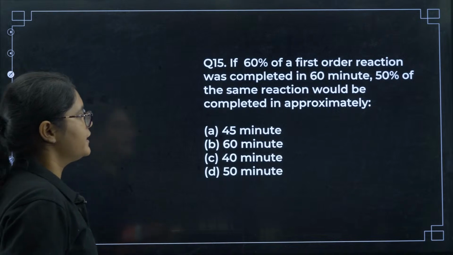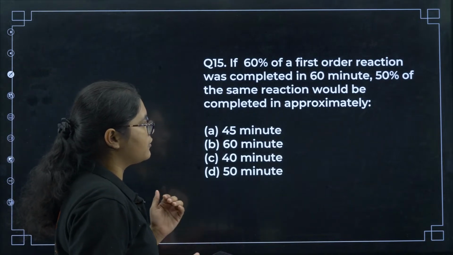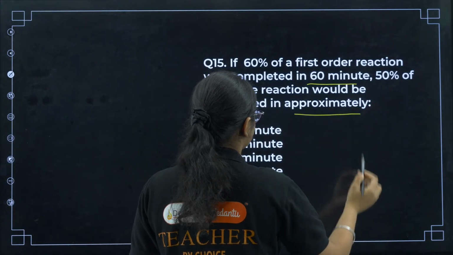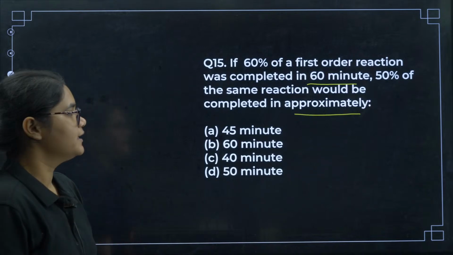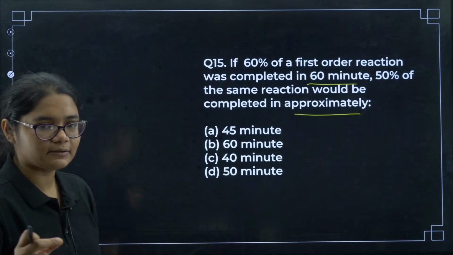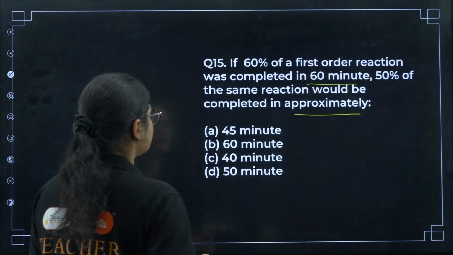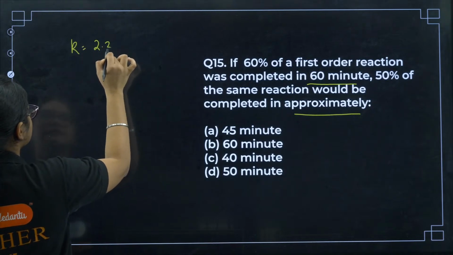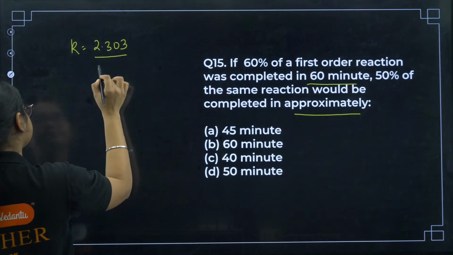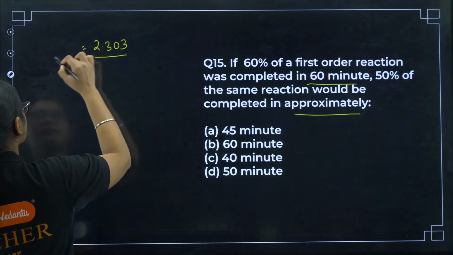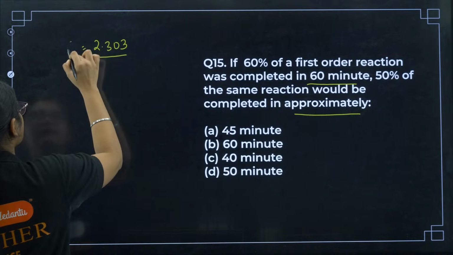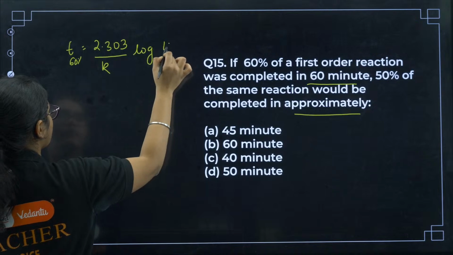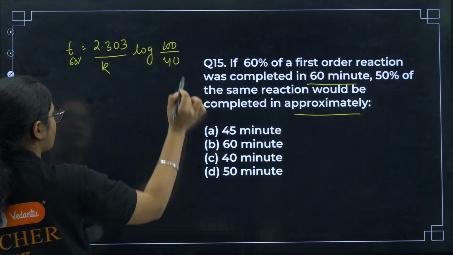Next, question number 15. If 60% of a first order reaction is completed in 60 minutes, 50% of the same reaction would be approximately completed in? This is also a very direct question, but a little bit of calculation is involved. You can see 60% of the reaction is completed. So what is the K value here? K is 2.303 by T, so T 60% is 2.303 by K log of A naught by A. 60% is completed means 40% will remain.